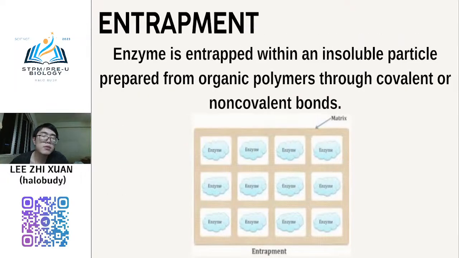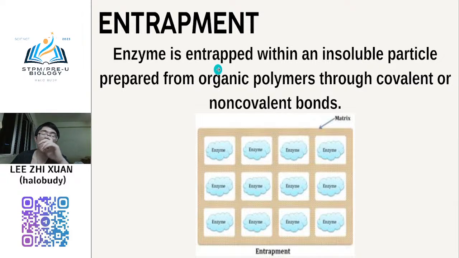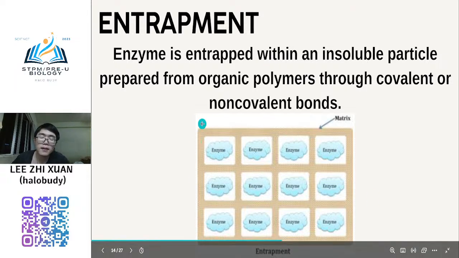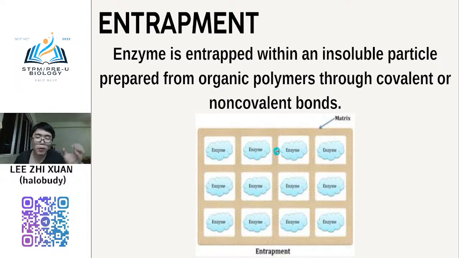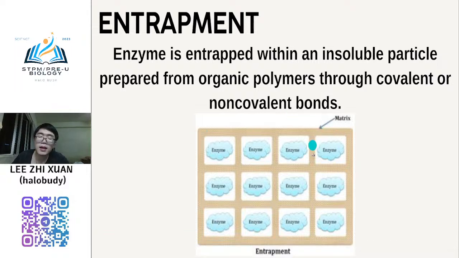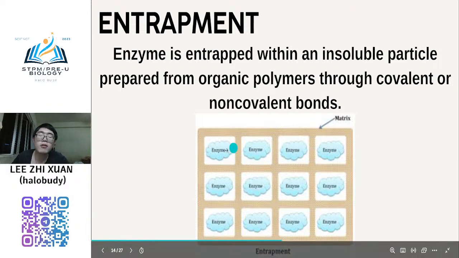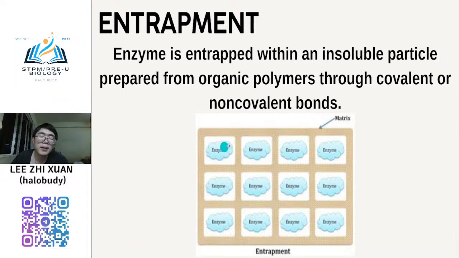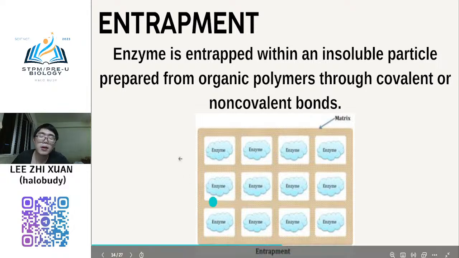Okay, another one is what we call entrapment. You know what we are going to trap, right? Trap, terperangkap. We trap the enzyme in one solid matrix, like this, with a lot of enzymes here. All the enzymes are like going into prison. This matrix is the prison, and each of these boxes is a cell for the enzyme. So the enzyme will go into these cells.